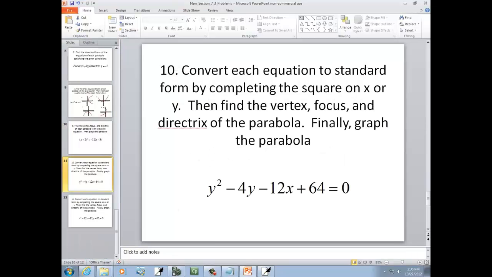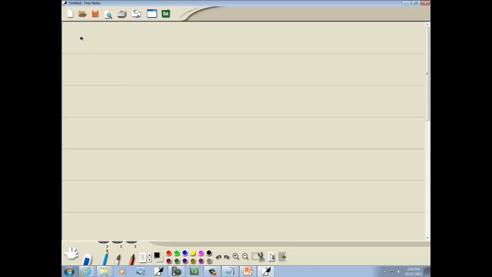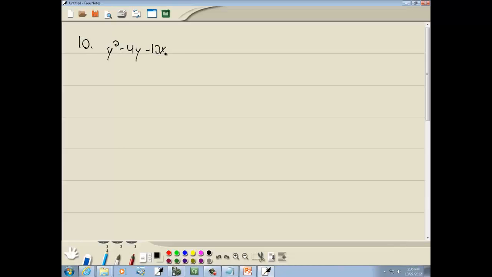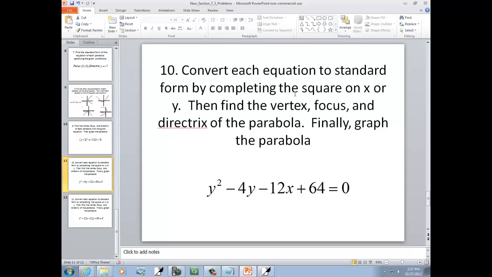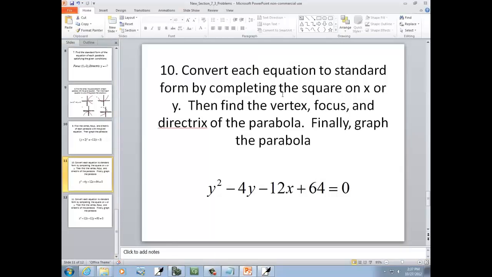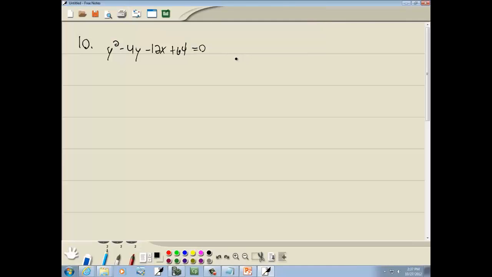Okay, let's look at our next one. We've got y squared minus 4y minus 12x plus 64 equals 0. And it tells you what to do. It says convert each equation to standard form by completing the square on x. So we're going to write this in standard form. See how we have the squared on the y? So we want to get everything with y on one side and everything else on the other side.